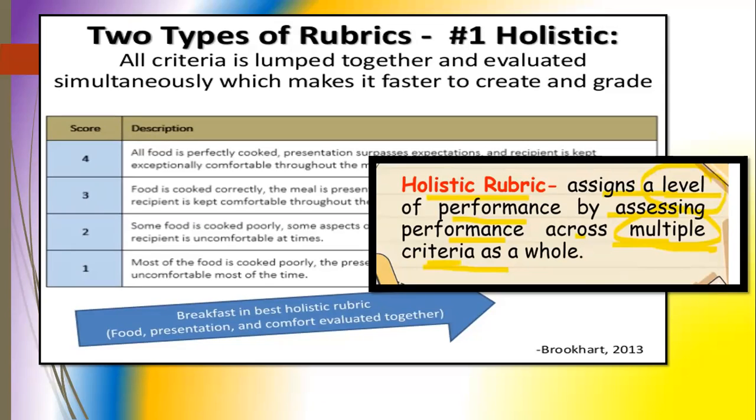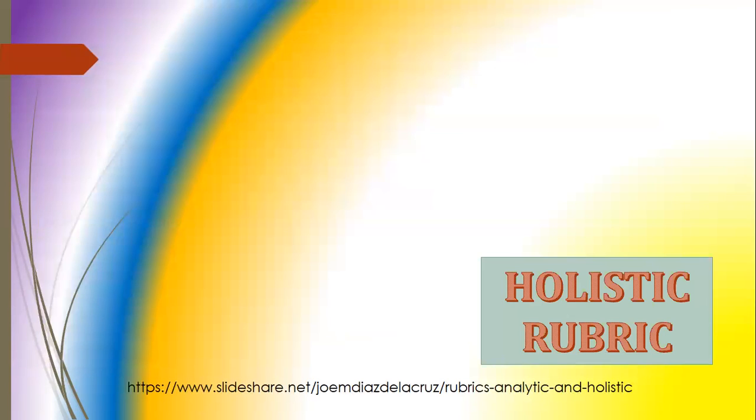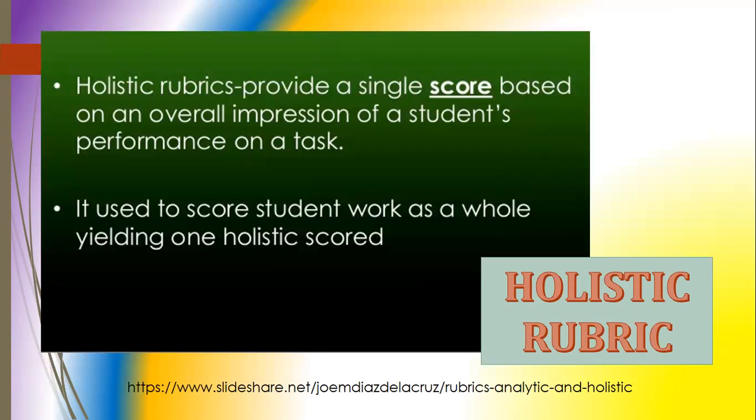You can see the description of each. Okay, when we say holistic rubric, it assigns a level of performance by assessing performance across multiple criteria as a whole. Holistic rubrics provide a single score based on an overall impression of a student's performance on a task. It is used to score students' work as a whole, yielding one holistic score.